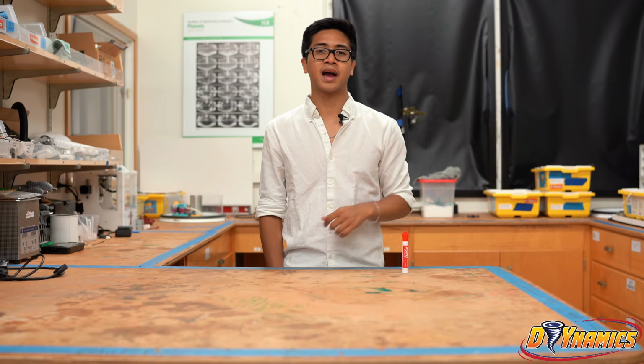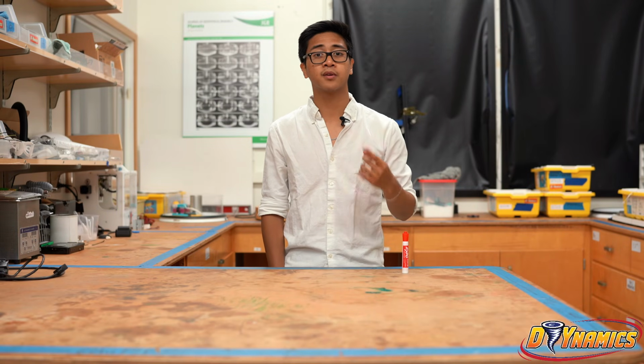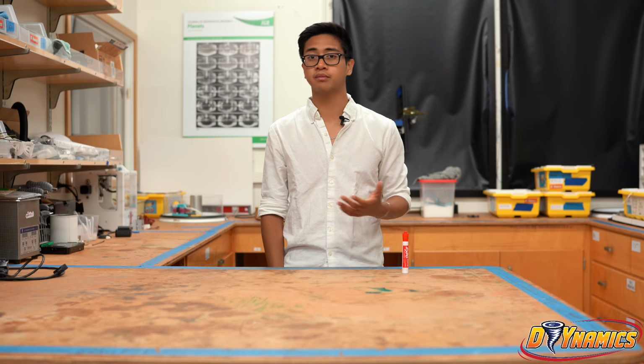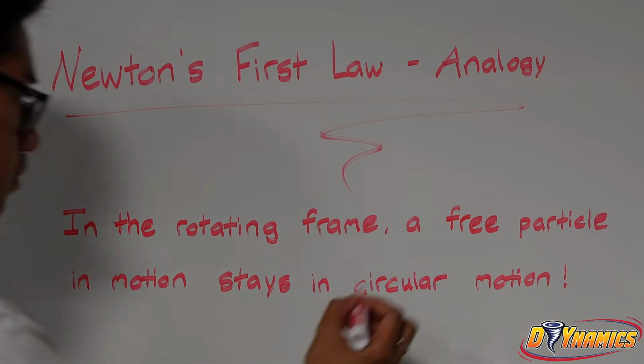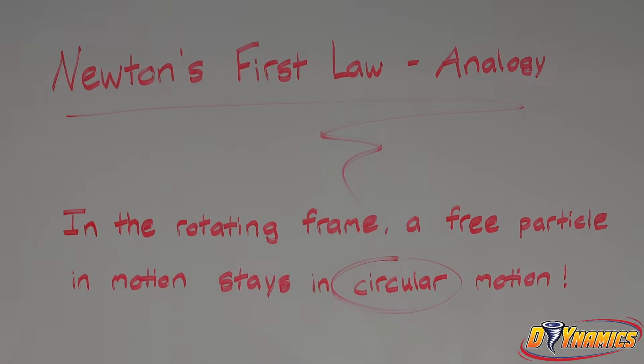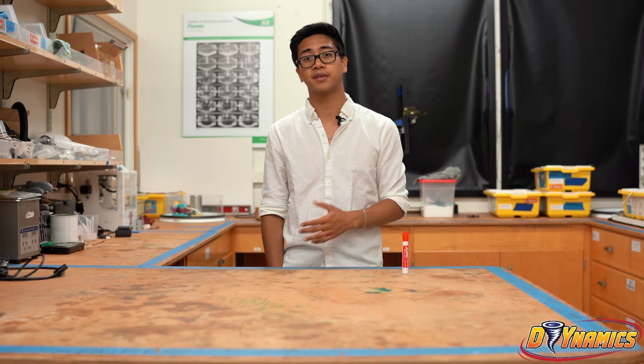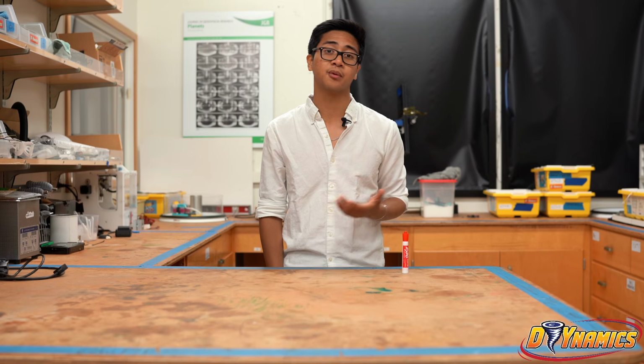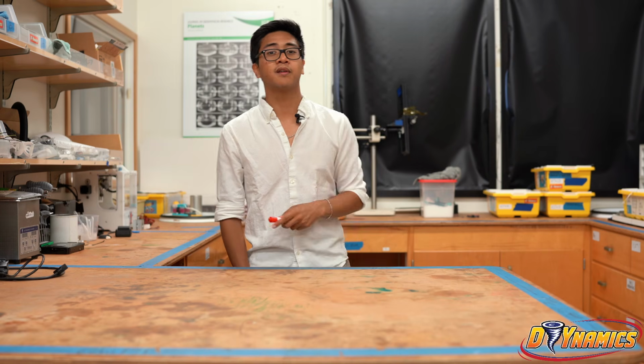These inertial circles actually bring me to a cool analogy about Newton's first law, which states that any free particle in motion stays in motion. Well, in the rotating frame, any free particle in motion stays in circular motion, because Coriolis is constantly turning its path. That is, of course, all without friction slowing it down. Let's go see all of this in action.